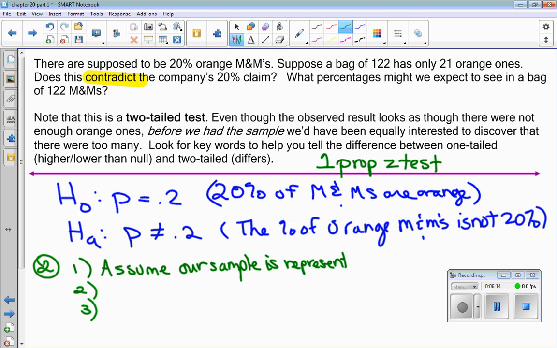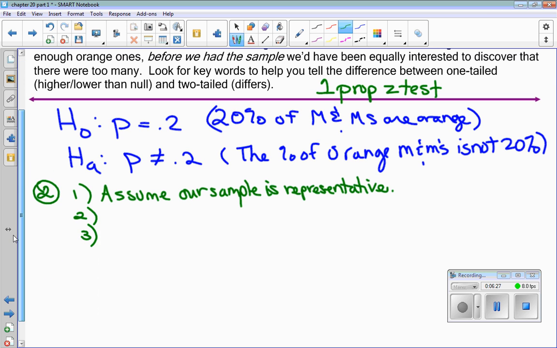Because that's really what a random sample does, isn't it? When we collect a sample randomly, it assures that it will be as representative as it can be. All right, what's the second condition?